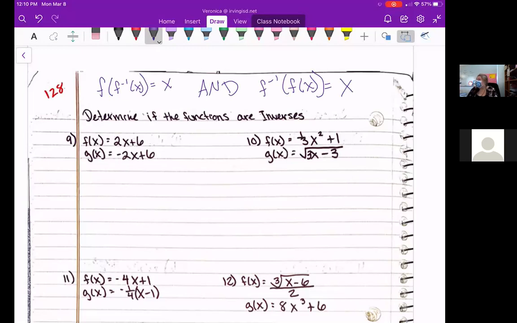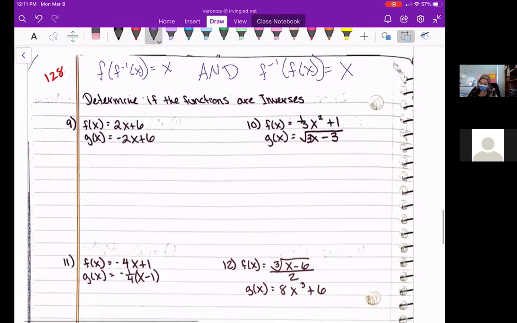Now, usually if one of them is true, the other one's true, but there are examples where one can be true and the other one won't. So yeah, you have to do both. Okay, especially for pre-cal, those of you that plan on going to pre-cal next year.